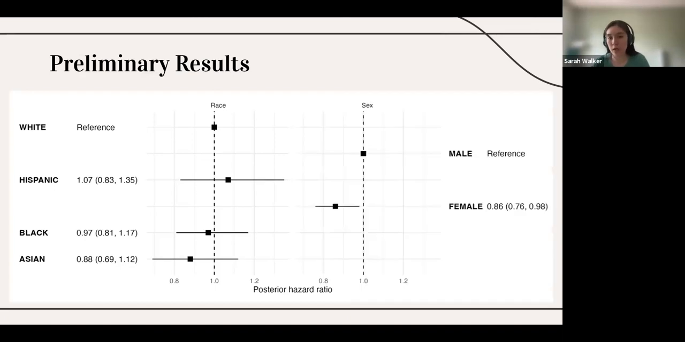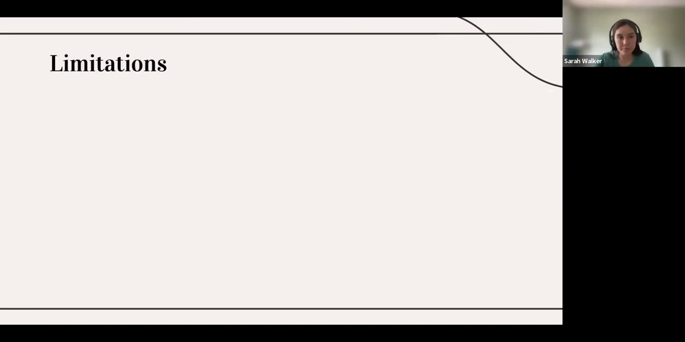And as for our sex exposures, we have male as our reference, and then below that, female is at 0.86 with a 95% confidence interval of 0.76 to 0.98. So interestingly enough, female doesn't actually overlap the 1 of the reference variable. So we do see a little bit of difference here.